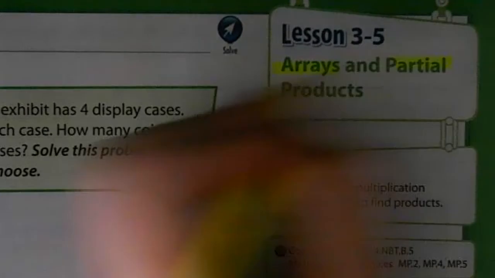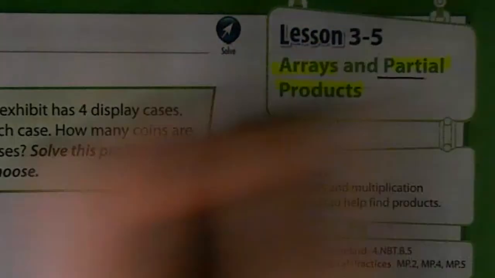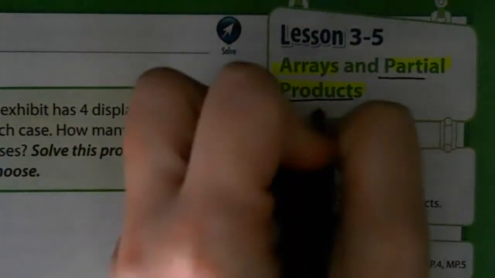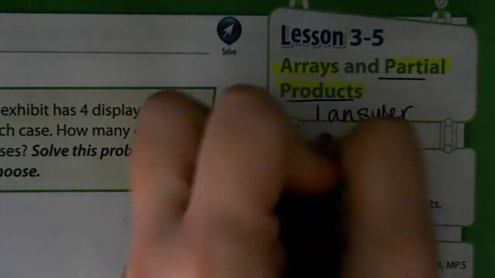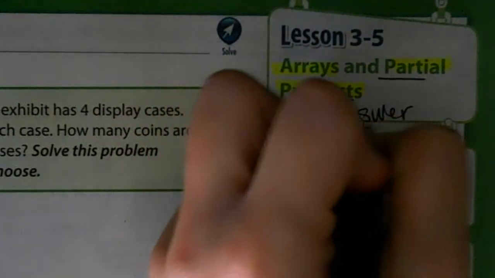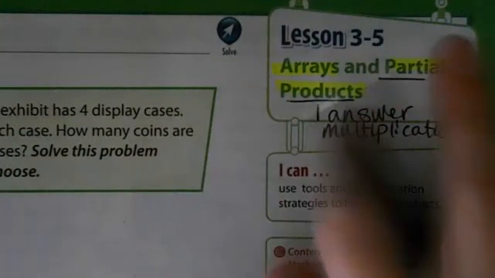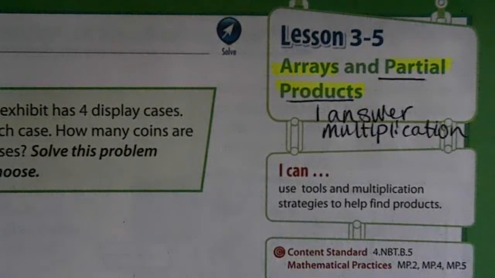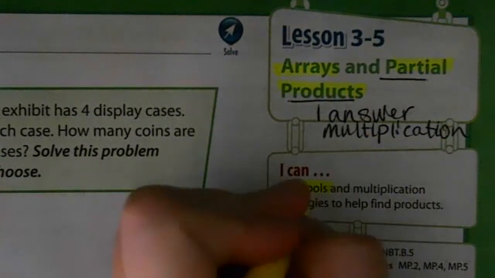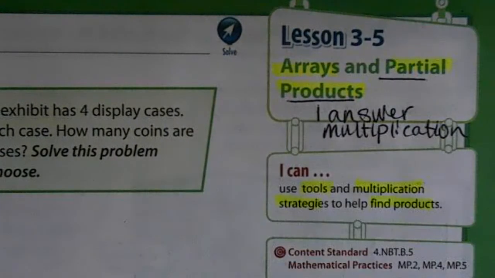So remember the other day we talked about what partial products were, where I said we have the word part in here and we have the word product. A product is the answer to a multiplication problem. And partial means it's just part of the answer. We have to put them together. So we're going to use different tools and multiplication strategies to find the products.